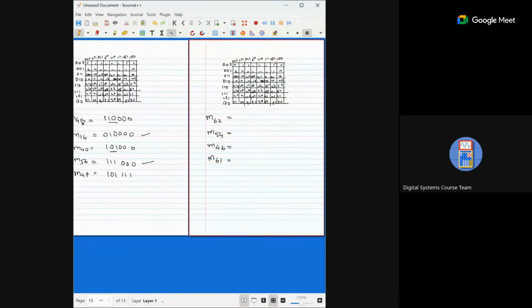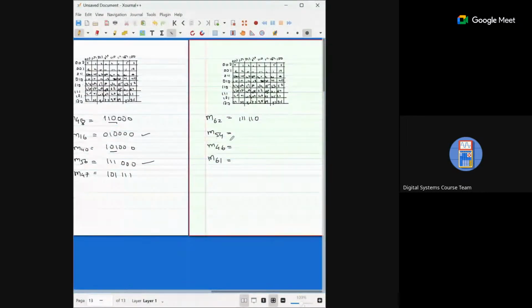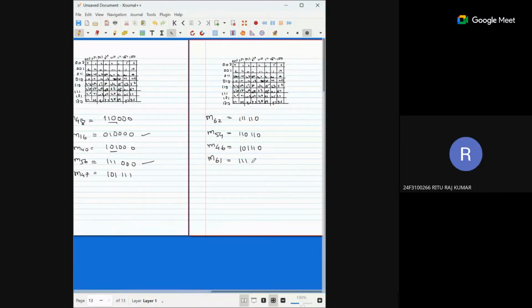Okay, maybe I can write that. 62 is 111, and 54 is 110, 46 is 101110, and 61 is 111101.